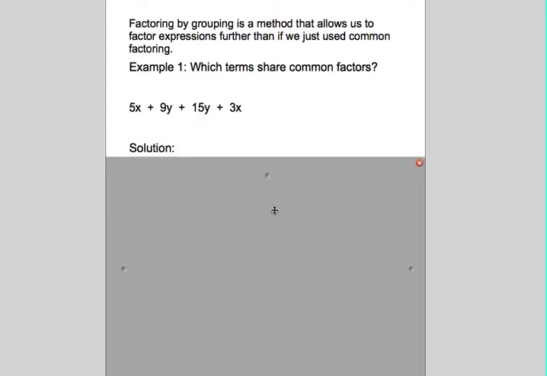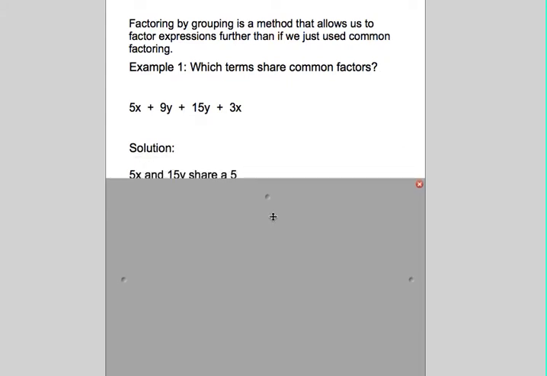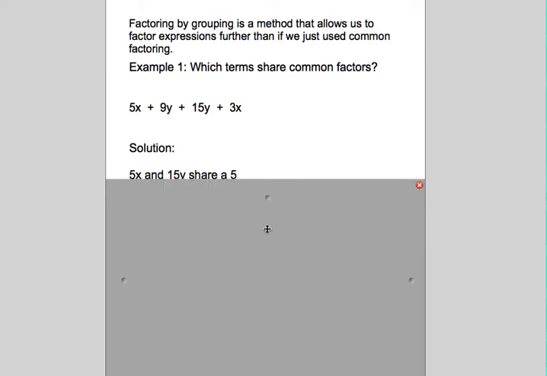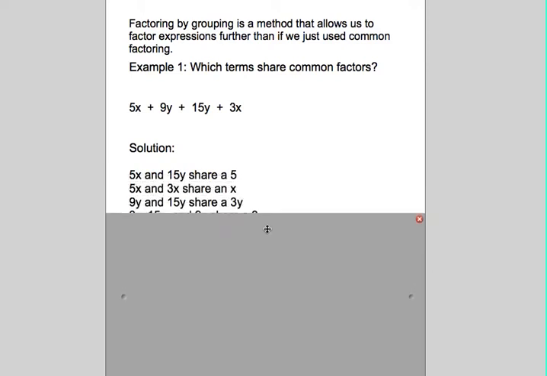So, which terms are common? Well, 5x and 15y share a 5. 5x and 3x share an x. 9y and 15y share a 3y. And 3x, 15y, and 9y all share 3.